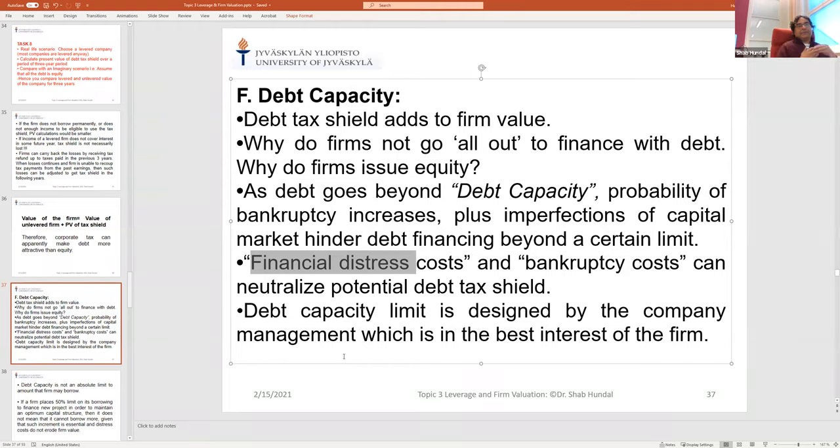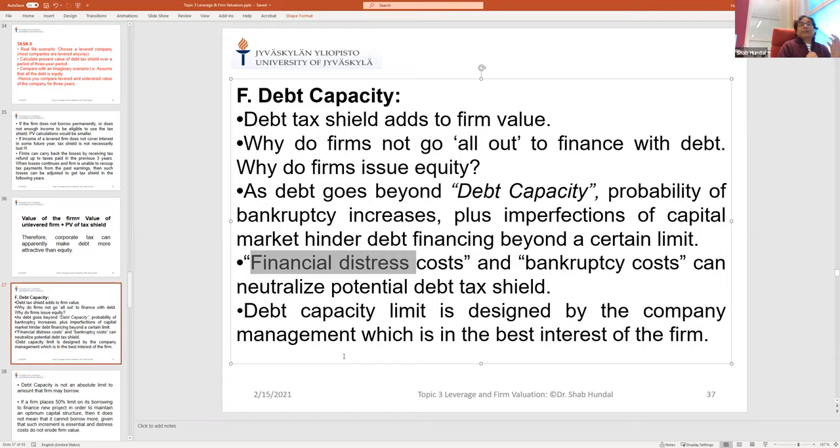So the firm doesn't exist. And if you are going to borrow beyond a certain level, then your shareholders would be demanding more risk premium from you as well. It's possible that the existing or potential investors, when they are calculating the minimum return they must expect from you by applying the CAPM model or any other theoretical model, would be placing a very high risk premium upon you.